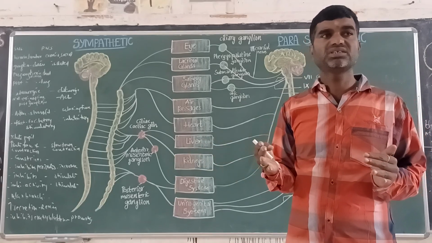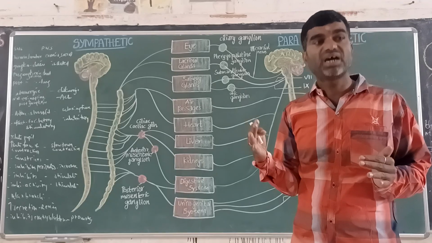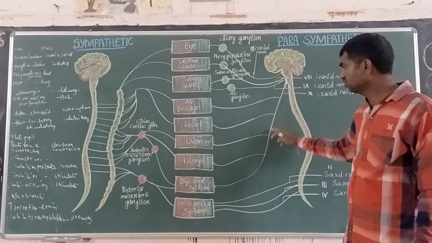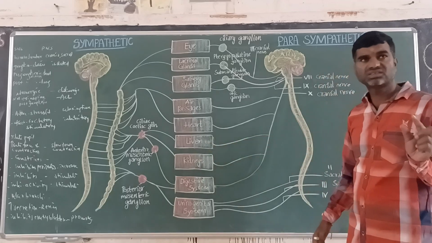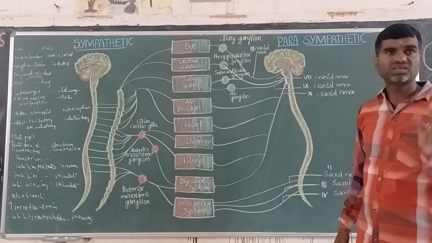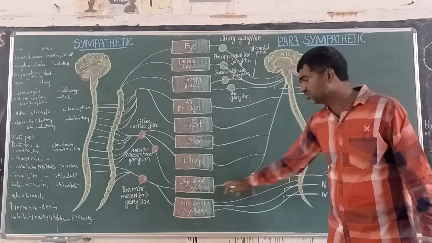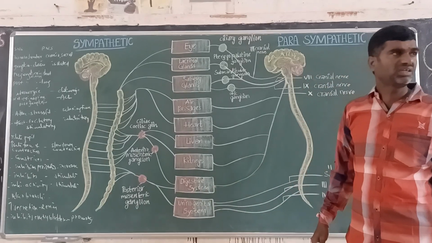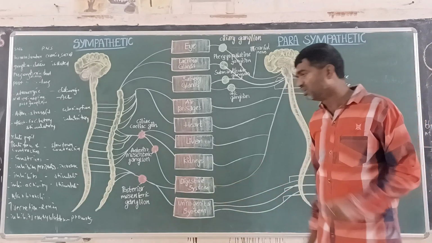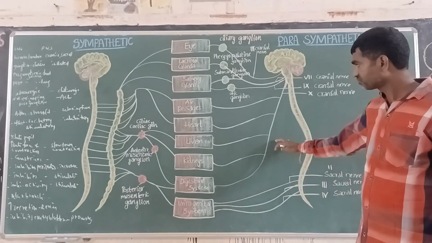So with the help of ANS, the parasympathetic neuron, that is the heart. The next one innervates the liver, it is connecting to the liver. The next one is reaching into the kidney. Parasympathetic neuron. And the next one, the parasympathetic neuron is connecting to the digestive system.